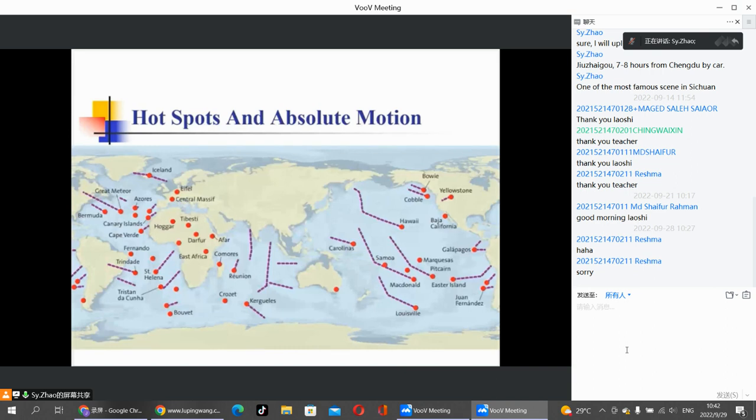And as to hotspots and absolute motion, although the vast majority of volcanoes on Earth are related to plate boundaries, like the mid-ocean ridges and the subduction zones, approximately 5% are classified as hotspots. Hotspots are the product of mantle diapirs or plumes that rise through the mantle as finger-shaped hot currents and penetrate the crust.